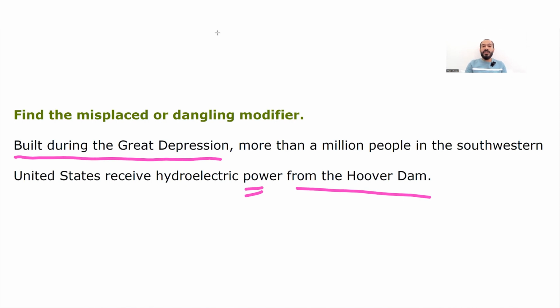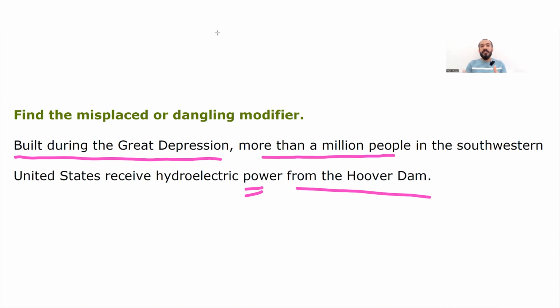So ask yourself a question now. Is the power meant to be from the Hoover Dam? Yeah. What's from the Hoover Dam? It's the power. The power comes from the Hoover Dam. Yeah, okay, then this is not a misplaced modifier because the modifier is placed right next to the power, which is meant to be described by the Hoover Dam. Now, in the first one here, it says built during the Great Depression. That one here is placed next to the people, more than 1 million people.